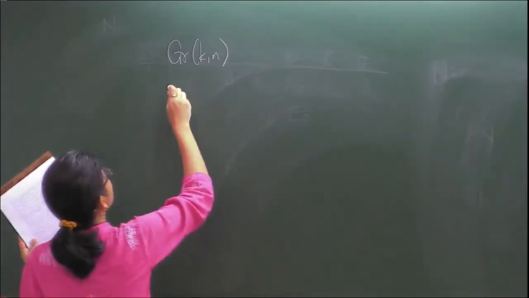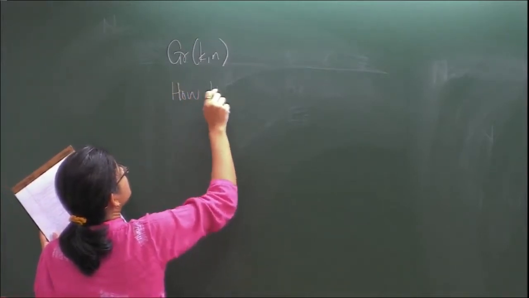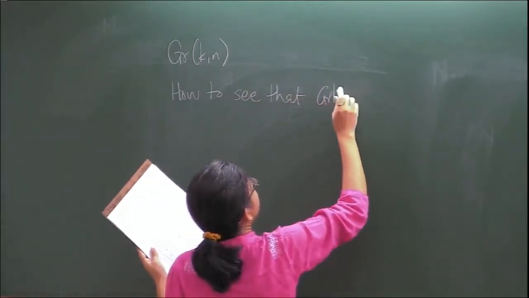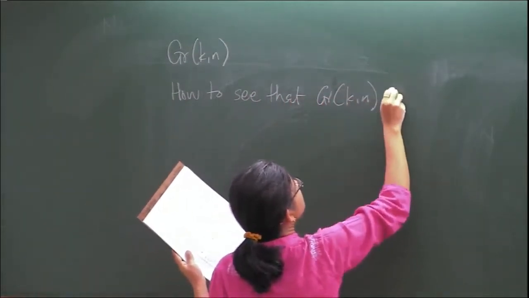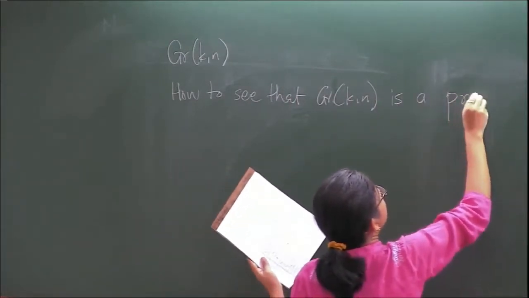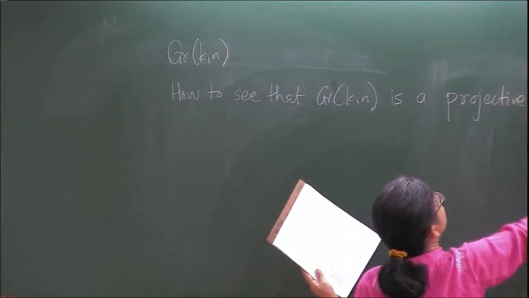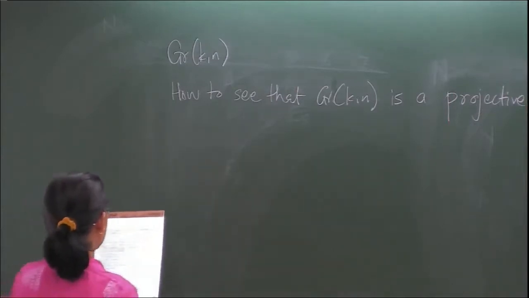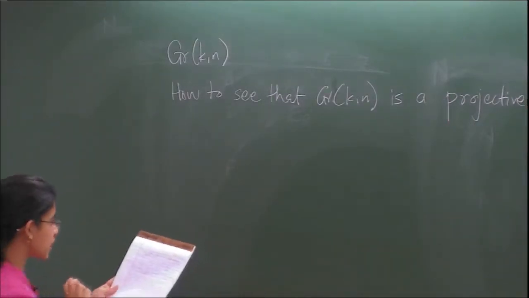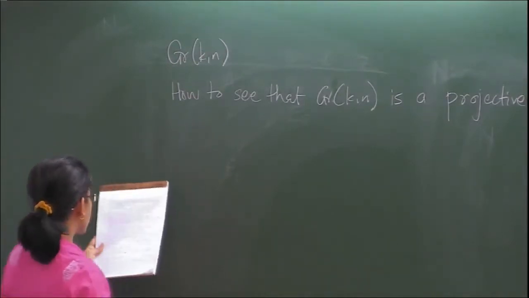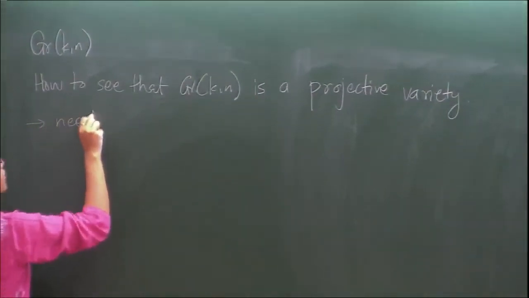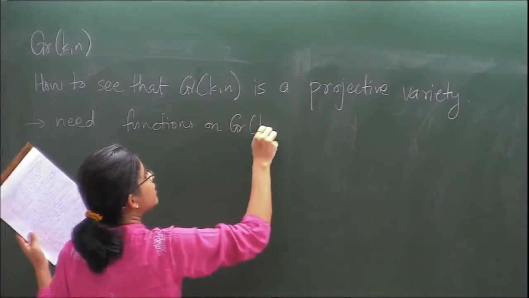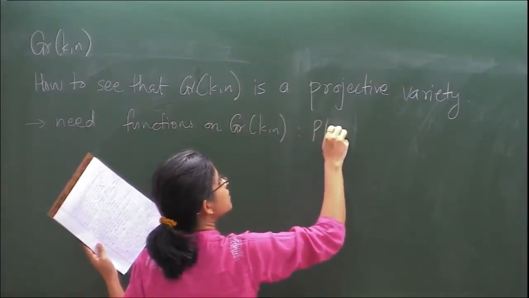Okay. So as I said, this is a projective variety, and maybe I will show you how you can think about it, how to see that Gr(k,n) is a projective variety. For that, we need some functions on Gr(k,n), and these are again the Plücker coordinates, but now I will define those for any k instead of just 2.